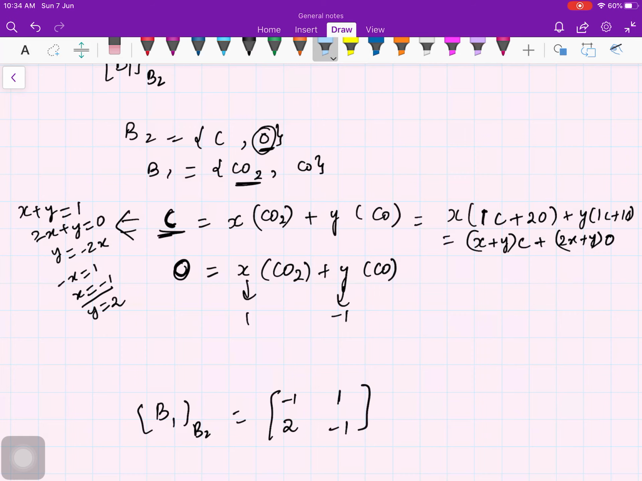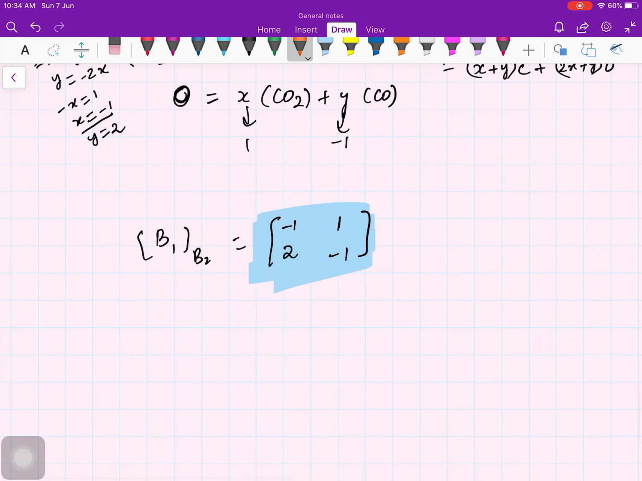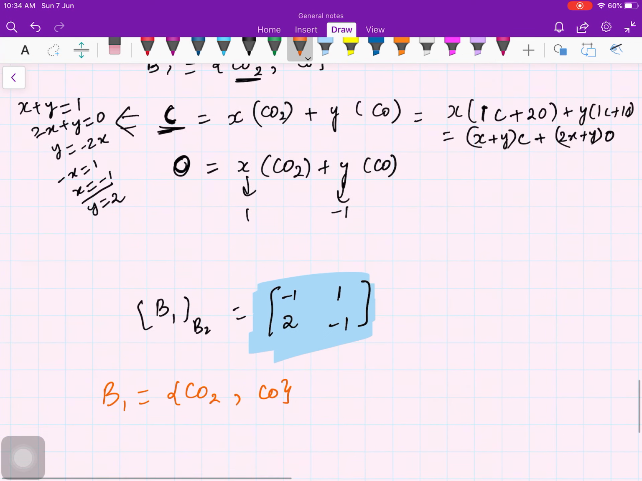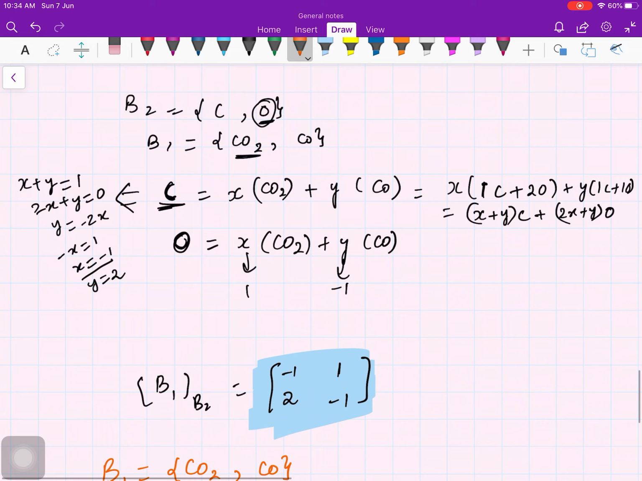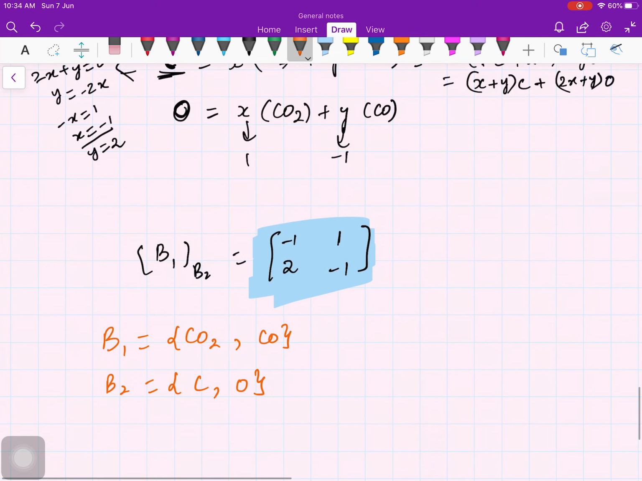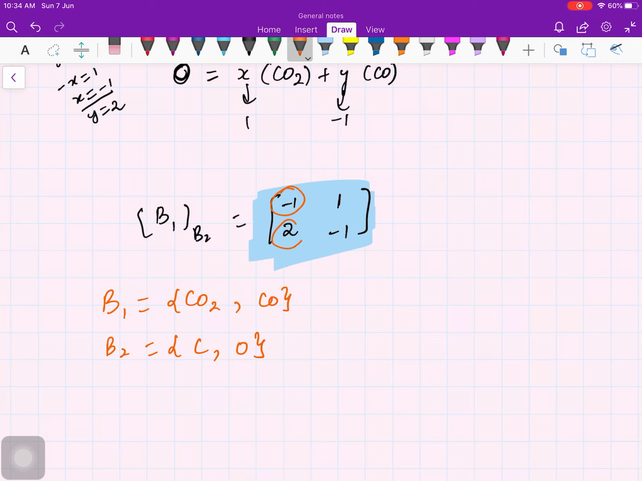Right. Now can you interpret what is happening here? Here you had B1 as carbon dioxide and carbon monoxide, and your B2 is carbon and oxygen, right? So this is the change of basis matrix from B2 to B1. So why these negative numbers here? You are saying how much of B1 is contained in B2. See, how much of carbon dioxide is contained in carbon and oxygen, right? That is the idea here.